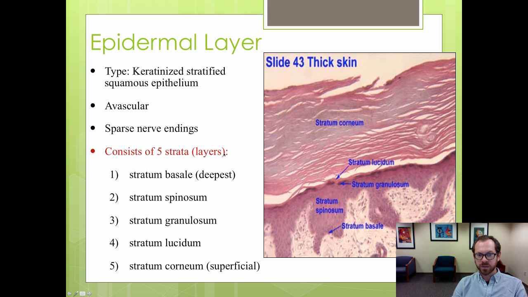And the epidermis is made up of 5 different layers. Stratum basale is the deepest. Stratum spinosum is 1 layer superficial. Stratum granulosum is a next level superficial. Then stratum lucidum, that's 1 more superficial. And the most superficial layer is the stratum corneum.